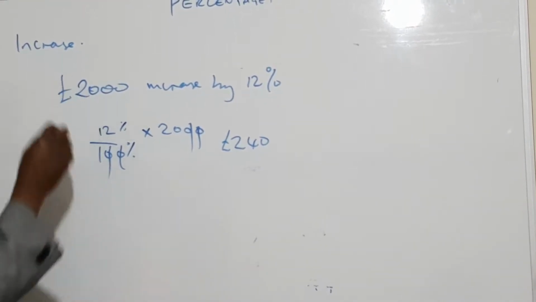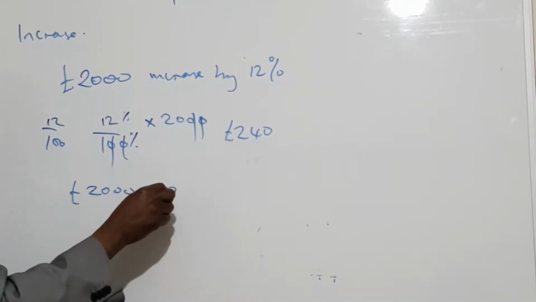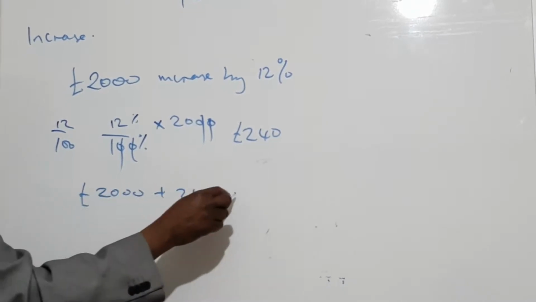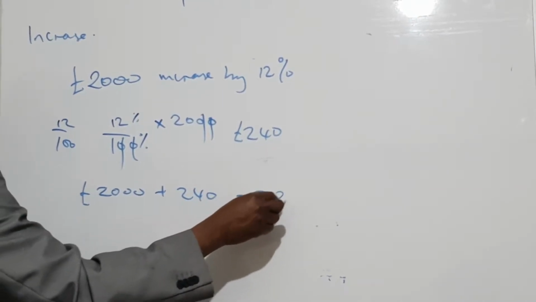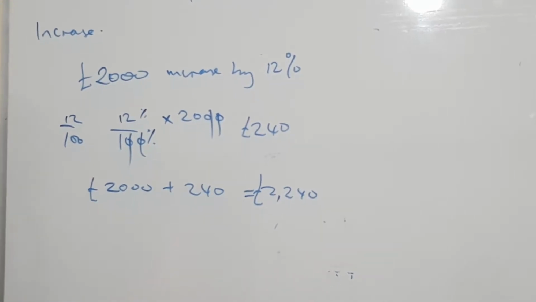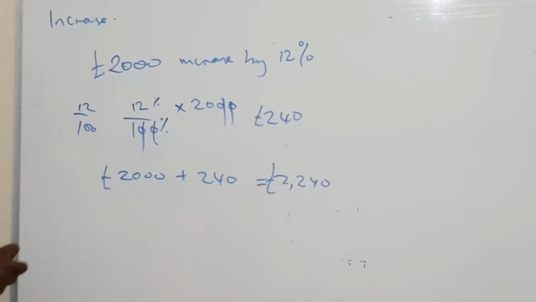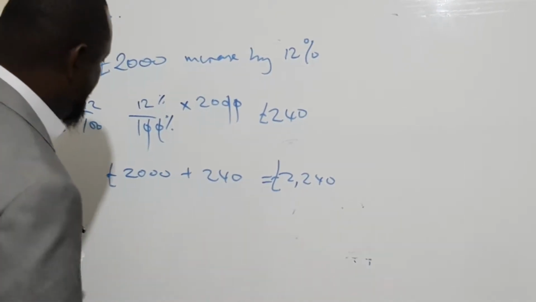So therefore, our original price was 2,000, and it increased by 240, which is 12% of that. That is 2,240. That is the new price. This is the simplest way of doing an increase.